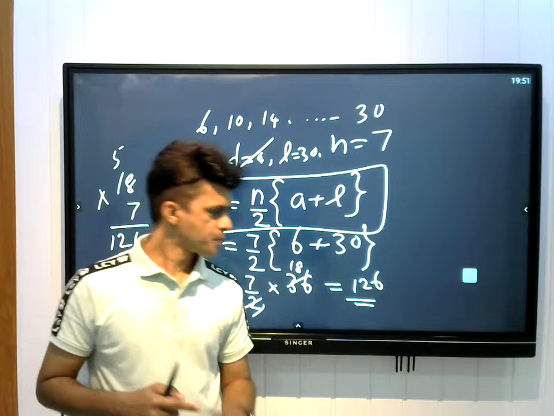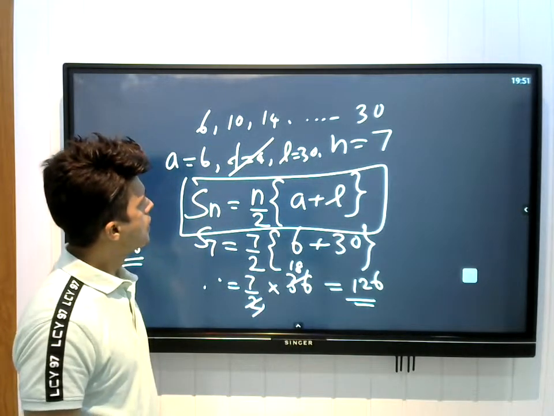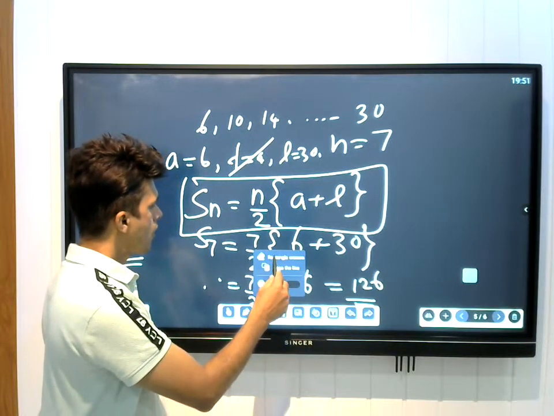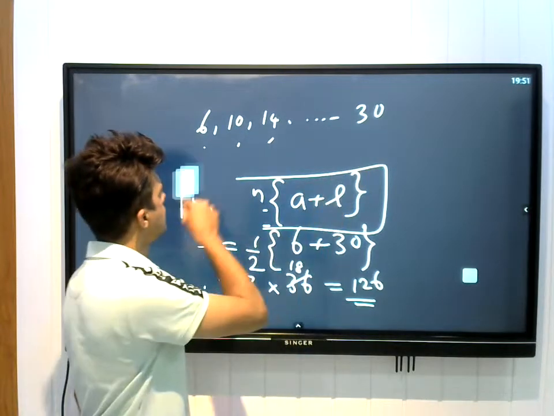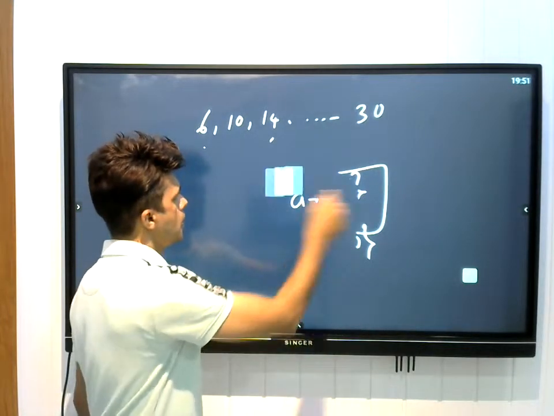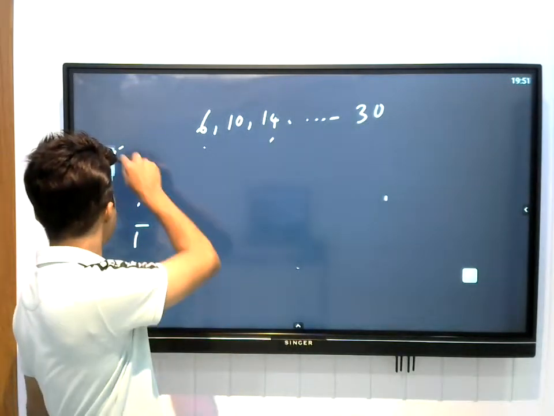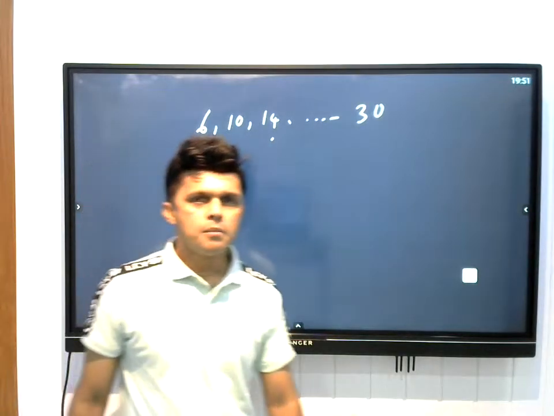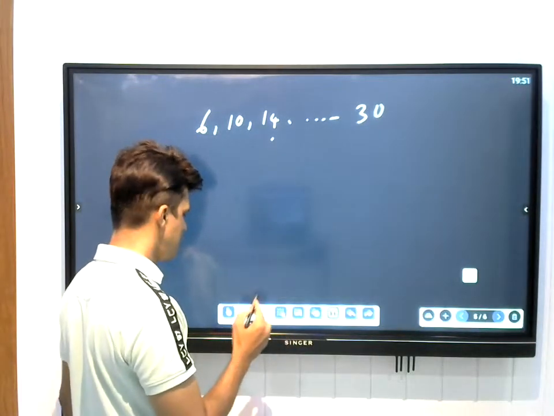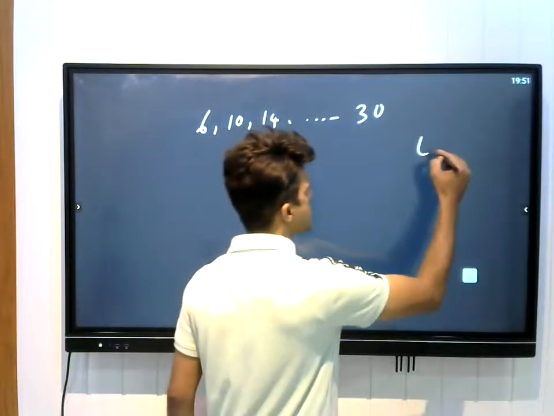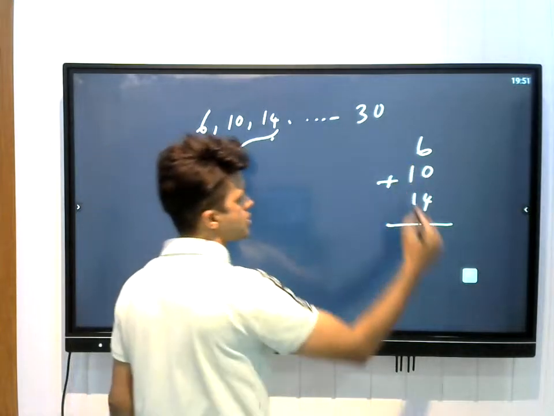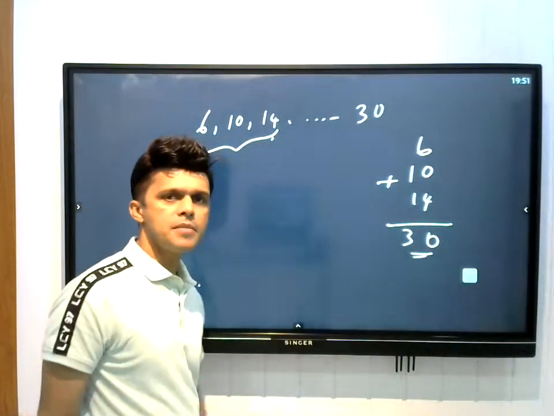Okay. And also, we could do this type of one as well. The last term is 30 here. This is a given question. To get the sum, I'll add these first 3 terms here, 6, 10, 14. Let's add these 3 terms. 6 plus 10 plus 14, the sum is 30.